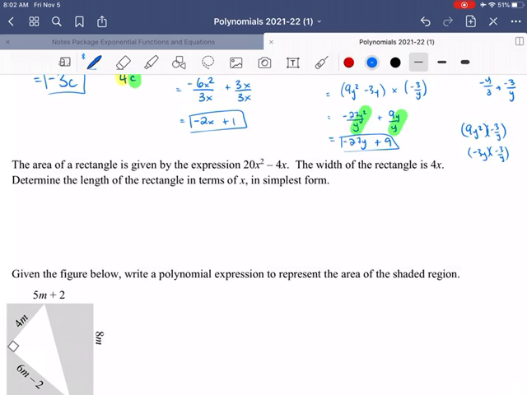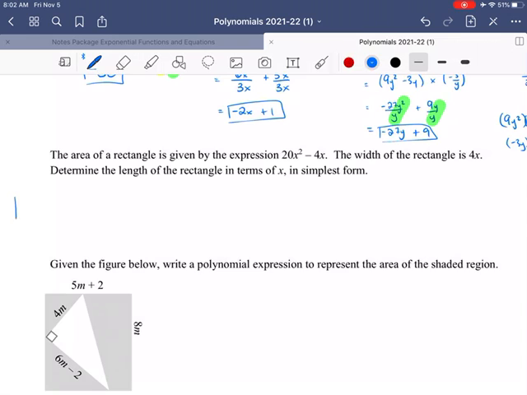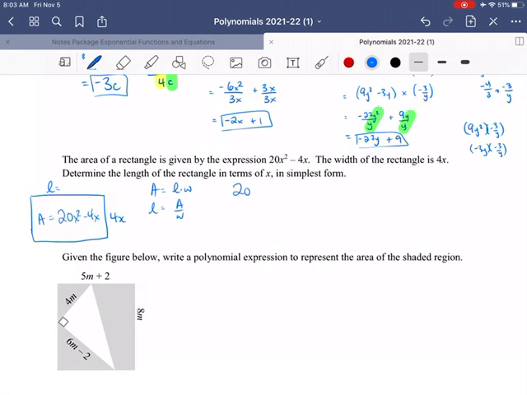The area of a rectangle is given by the expression 20x squared minus 4x. So let's draw a picture here. We've got area equaling 20x squared minus 4x, and the width is 4x. Determine the length. Well, if you recall, area equals length multiplied by width, so the length is going to equal the area divided by the width. So let's take our area, 20x squared minus 4x, and divide that by 4x.